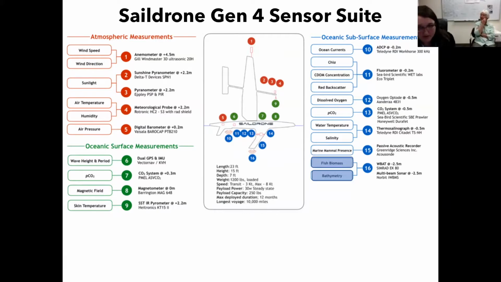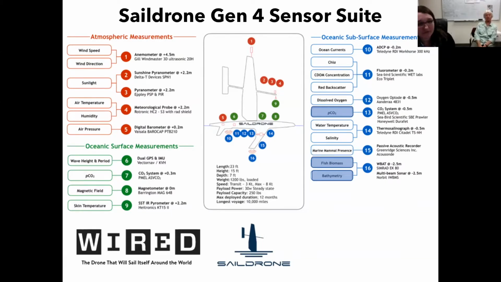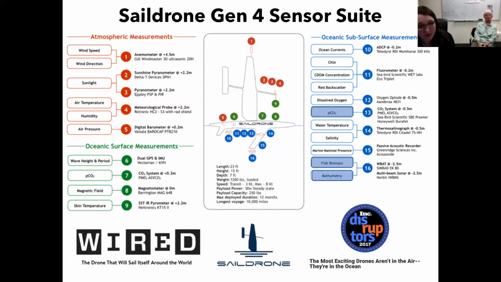But I want to point you towards, in particular, marine mammal presence and fish biomass, which are two sensors that don't really fit in any of those three categories, as well as our surface PCO2 flux measurements. And I'll talk a little bit more about projects we're doing with both of those as we keep going. So again, if this kind of diagram isn't enough for you, there's 52 sensors on this platform. You can read more about it in Wired magazine or in Inc magazine.